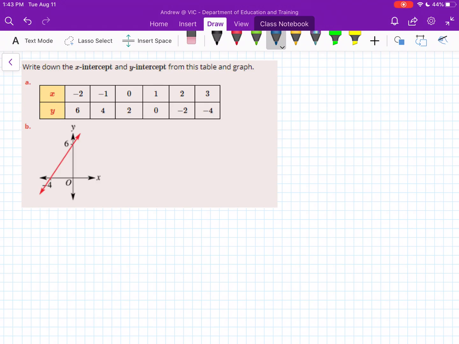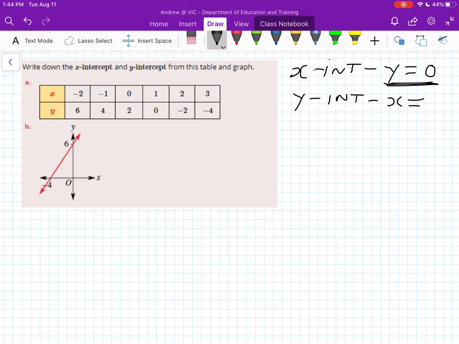G'day, in this video we're going to be looking at finding x and y intercepts from a table of values and a graph. So first we just need to remember two things, our x-intercept and y-intercept. Firstly, our x-intercept is when y is equal to 0. So that's what you should be thinking of whenever you hear x-intercept. And with our y-intercept, it's the same, except it's when x is equal to 0. So these are the two things that we just need to look out for.